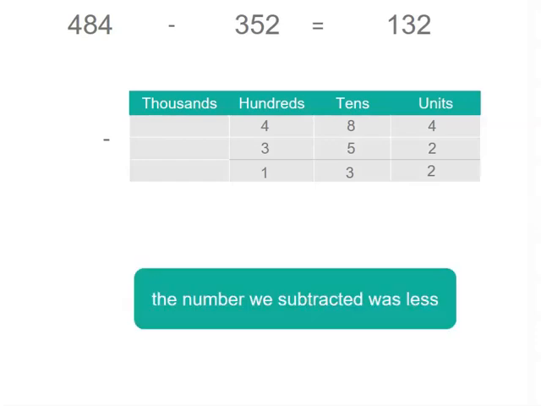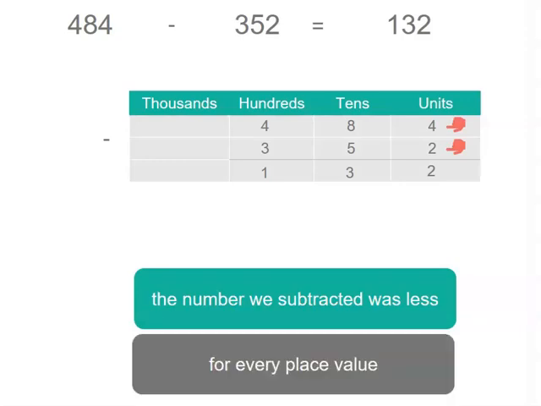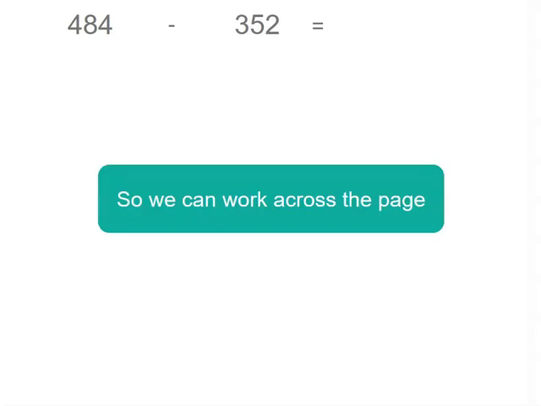Did you notice that the number we subtracted each time was less than the number above in every place value column for this problem? So 5 was less than 8 and 3 was less than 4. What that means is sometimes you might solve it vertically, but you might also solve it across your page. So we can just work straight across our page.